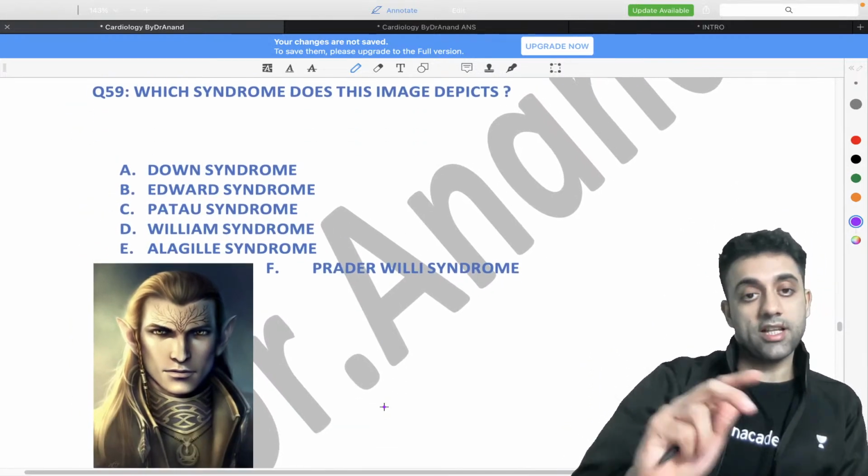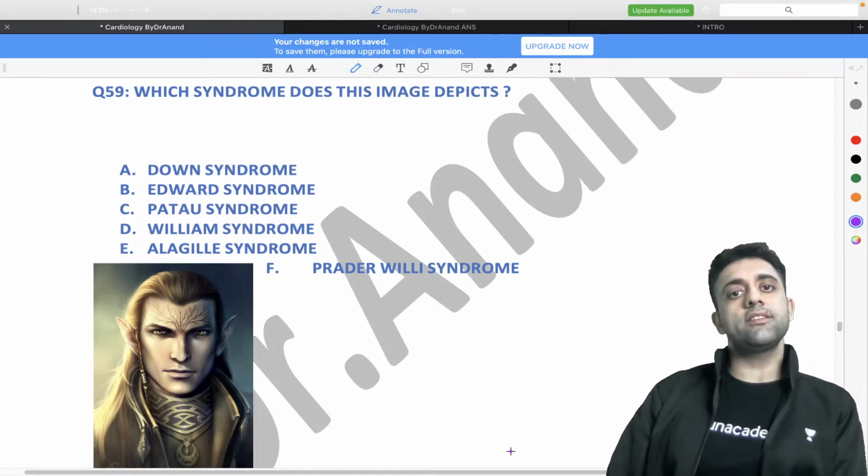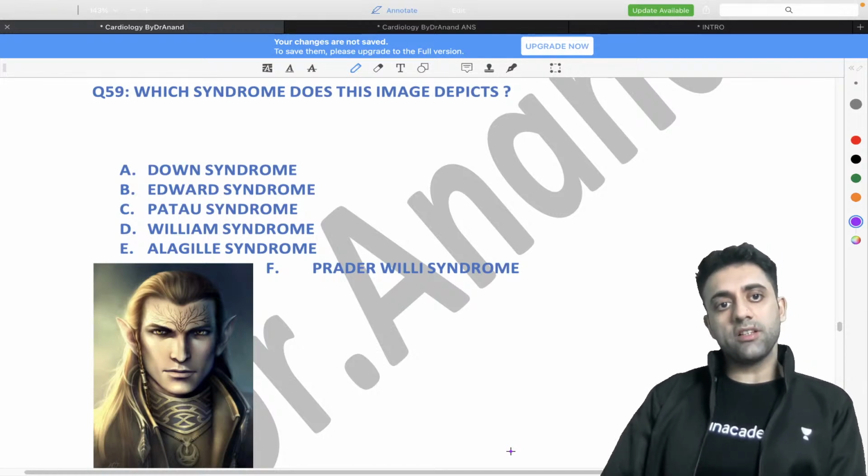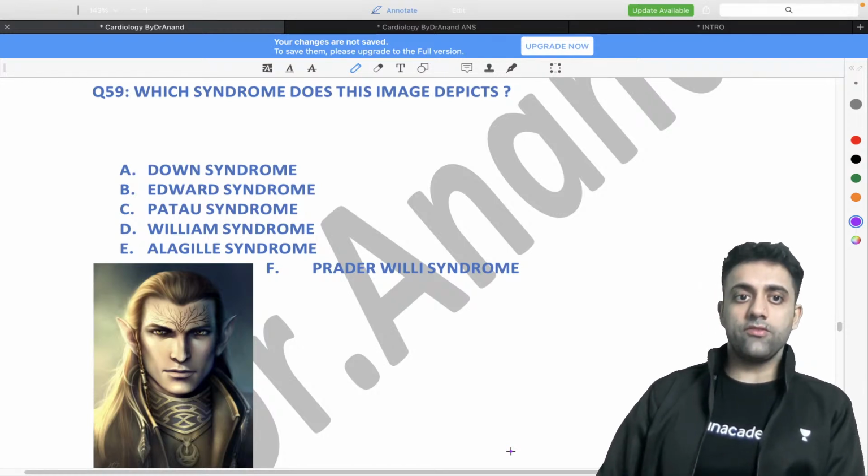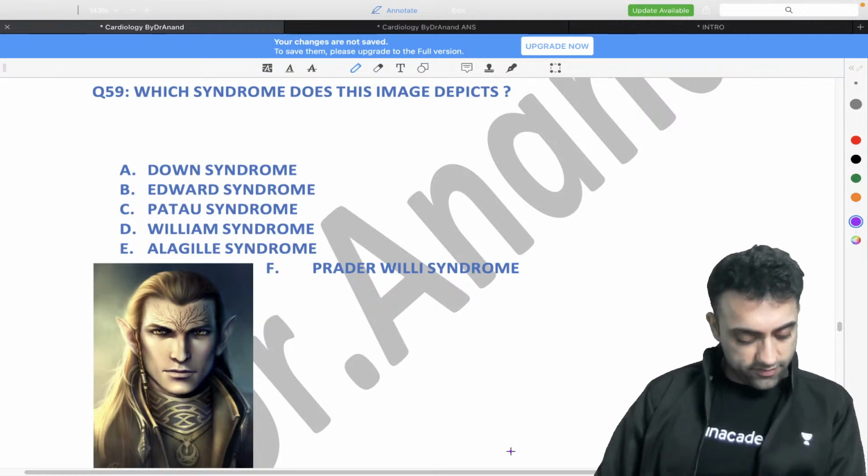In the last class, we have done this. Which syndrome does this image depict? The options are Down syndrome, Edwards syndrome, Patau syndrome, Williams syndrome, Angelman syndrome, and Prader-Willi syndrome.